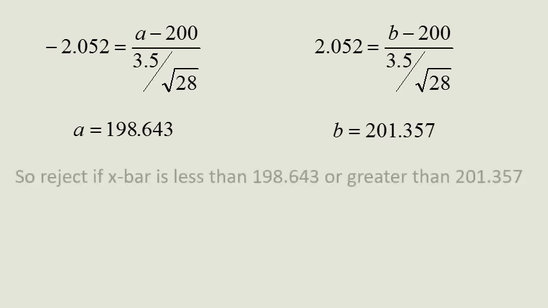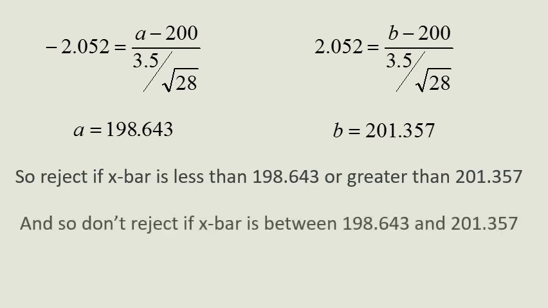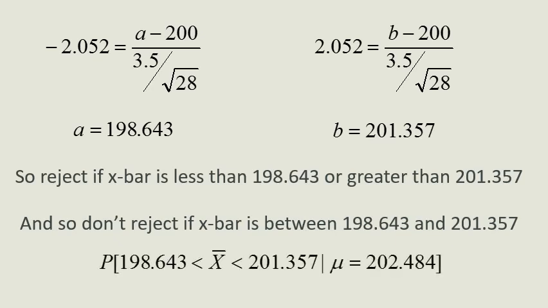201.357. And we would reject if the sample mean is too large or too small, but we would not reject if the sample mean is between these numbers. And that is what I need for type 2 error. Now we assume that the mean is the number from the what if statement in the question.